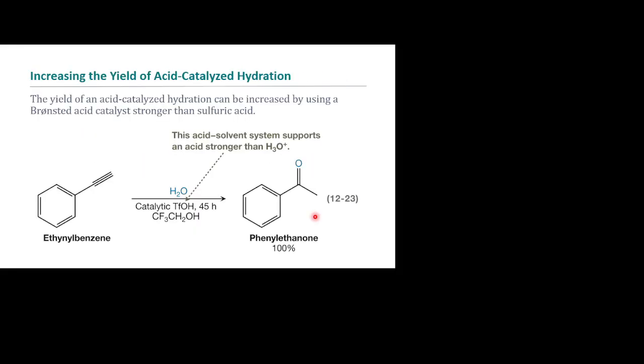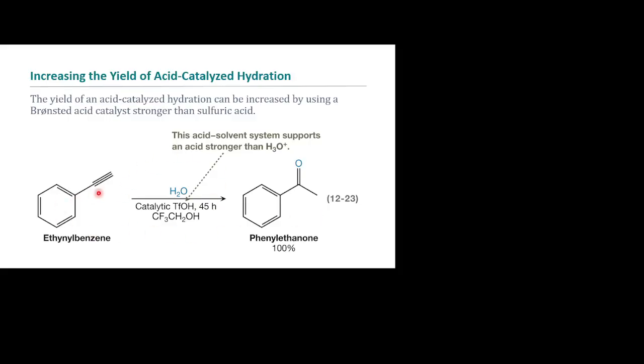Now, the yield of an acid catalyzed hydration can be increased by using a Bronsted acid catalyst stronger than sulfuric acid. You may go, oh my God, that sounds dangerous. And yes, it can be dangerous. But remember, you're only using catalyst amounts. So you only have to have a few drops in there. So it's not as dangerous in that case, right?